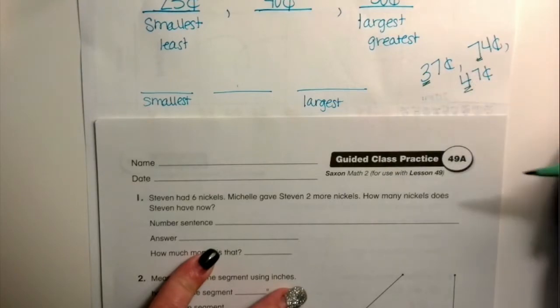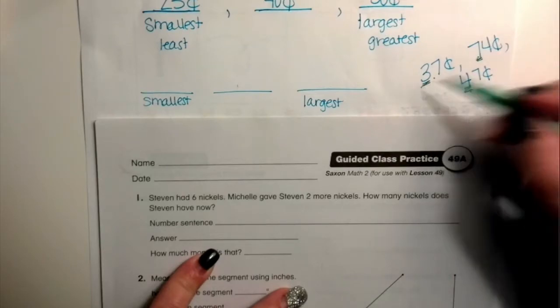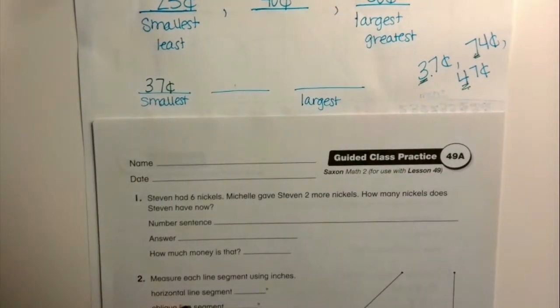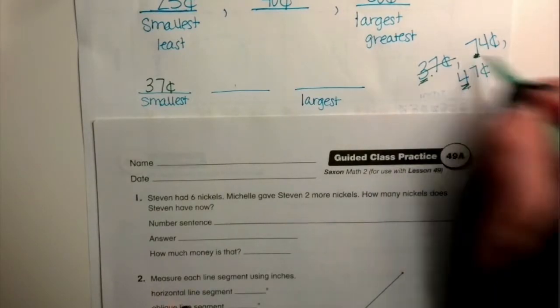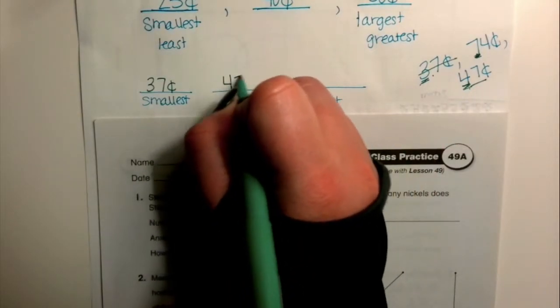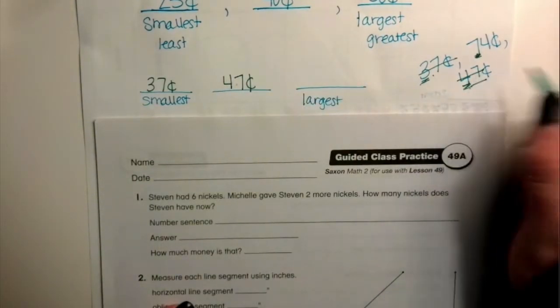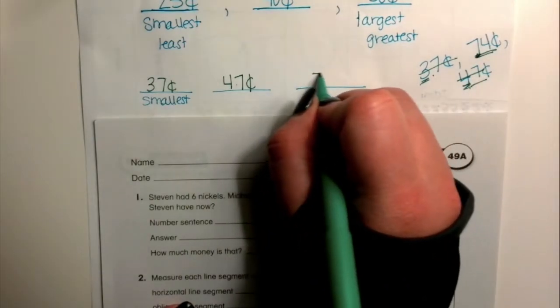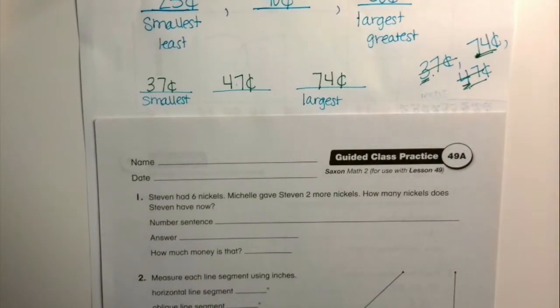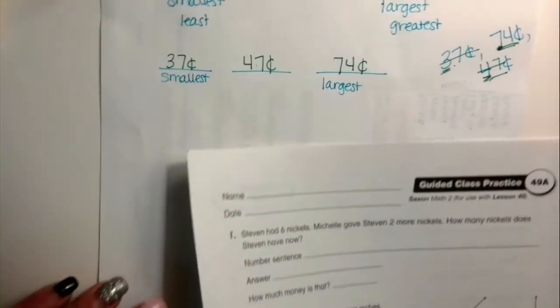Which of those numbers is smallest? 3, 7, or 4? The 3 is. So I know that 37 cents is going to be the smallest amount of money. What comes next? 4 or 7? 4 does. So 47 is my next smallest amount of money. And what's my largest amount of money? 74 cents, of course, is my largest amount of money. Okay, let's do another one like that.